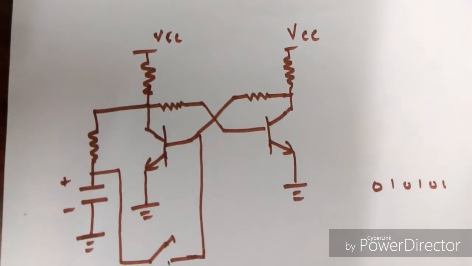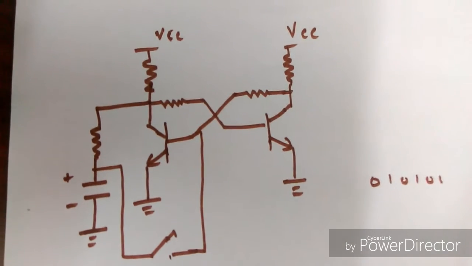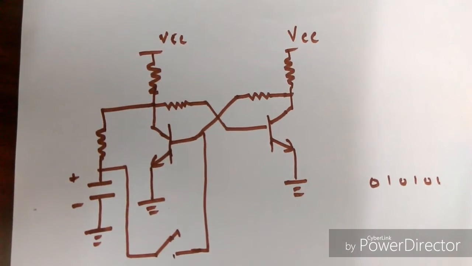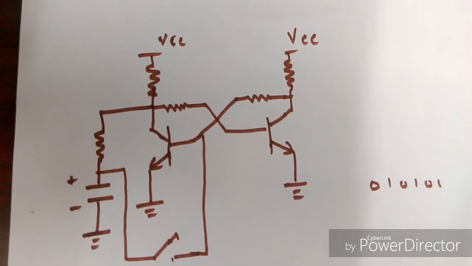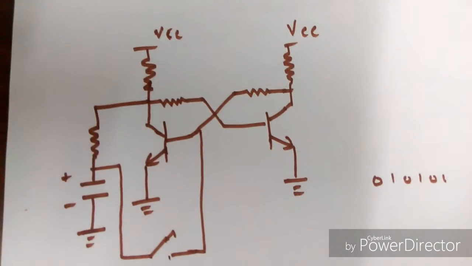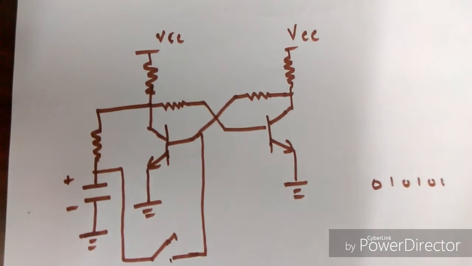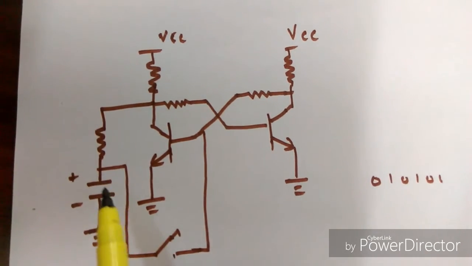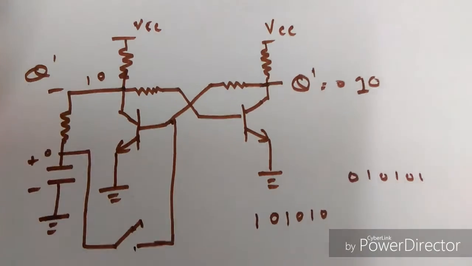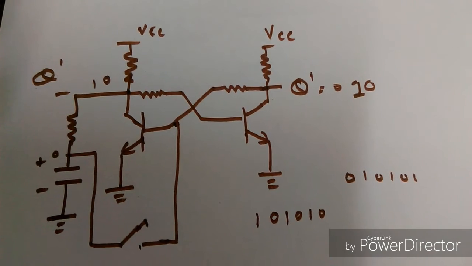So let's see how this circuit works. In the previous video I told you about D flip-flop. We can turn the D flip-flop into a T flip-flop simply by adding two components, this capacitor and this resistor. Let's see its working.